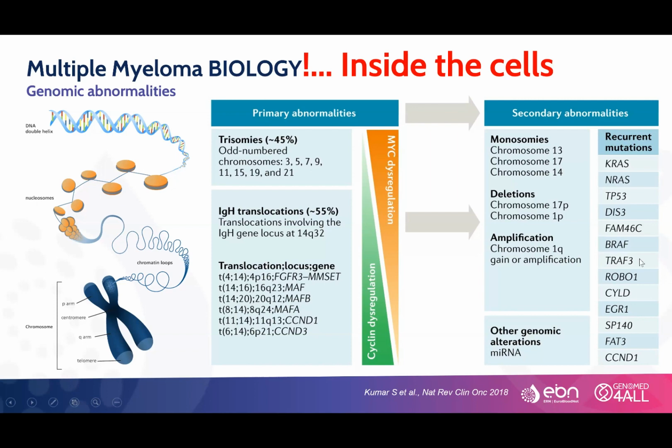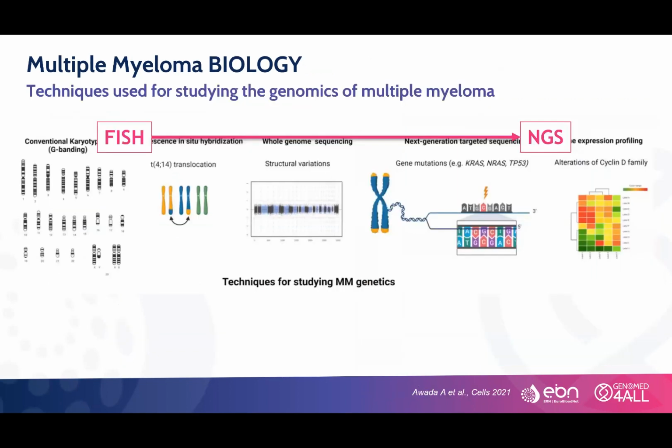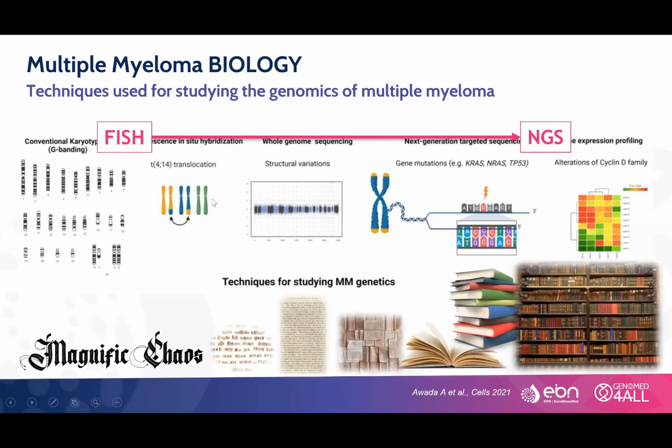Genomic abnormalities are translocations, copy number alterations, and also mutations that can be detected with several molecular biology methods. In particular, in the last decades, the molecular biology methods have been really improved, and most of the information on multiple myeloma genomics derived from the FISH studies, but now we have high throughput methods such as next generation sequencing that have added a lot of information with respect to the previous techniques such as FISH.